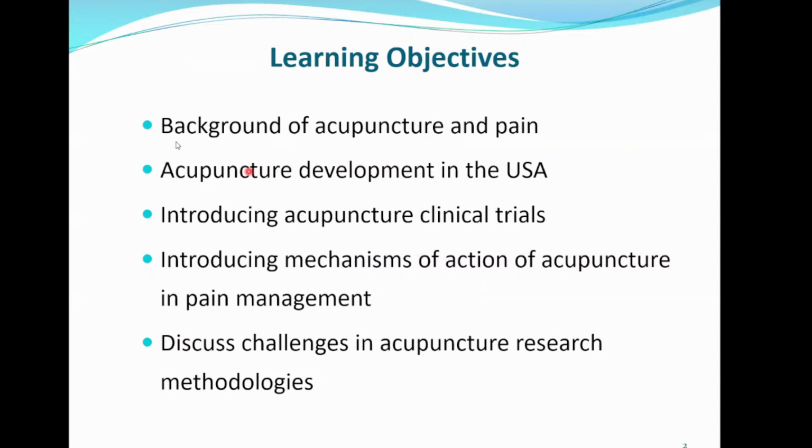Let me start first. Today's learning objectives: first, to introduce some background of Chinese medicine, acupuncture, and pain, and the development of acupuncture in the United States. Also, to introduce published acupuncture clinical trials and important publications associated with acupuncture for pain management. I would also like to discuss how acupuncture works, the mechanisms of action of acupuncture in pain management. And finally, if I have time, we can discuss some challenges in acupuncture research and methodology.